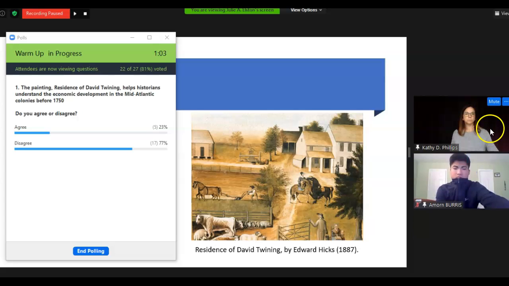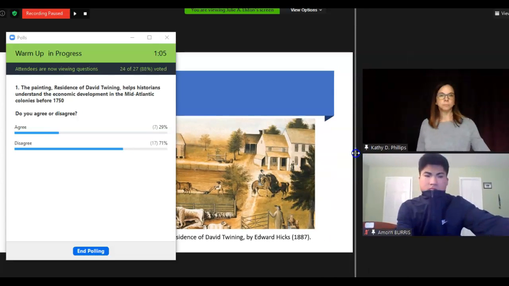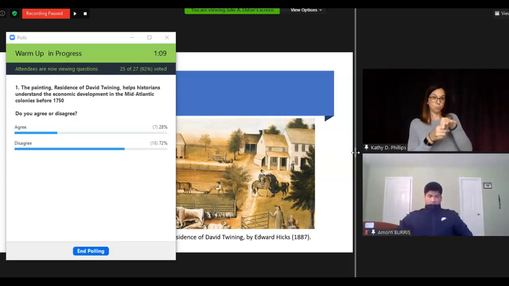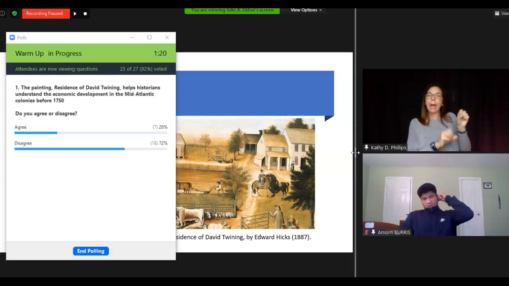Okay, about 80% of you have voted. Make sure you get your vote in. When we do polls like this, this is how you're showing me that you are here, even though your camera is off, right? That you are here and listening and engaged in what we're doing. Need a couple more of you to put your votes in. Last 5 seconds.